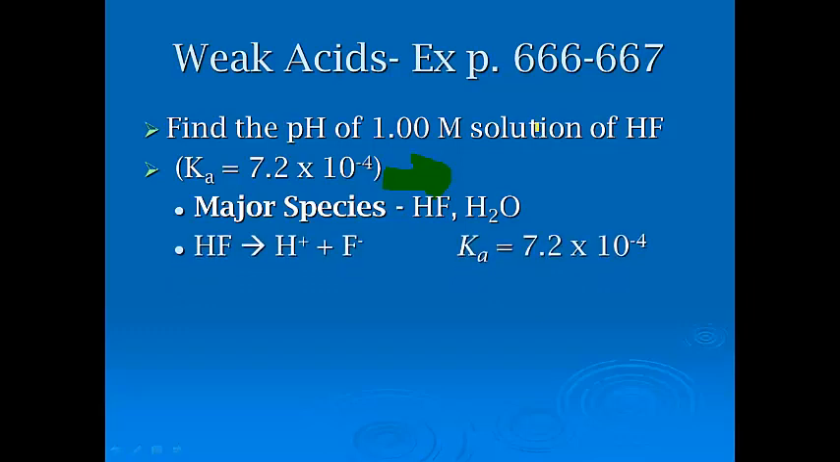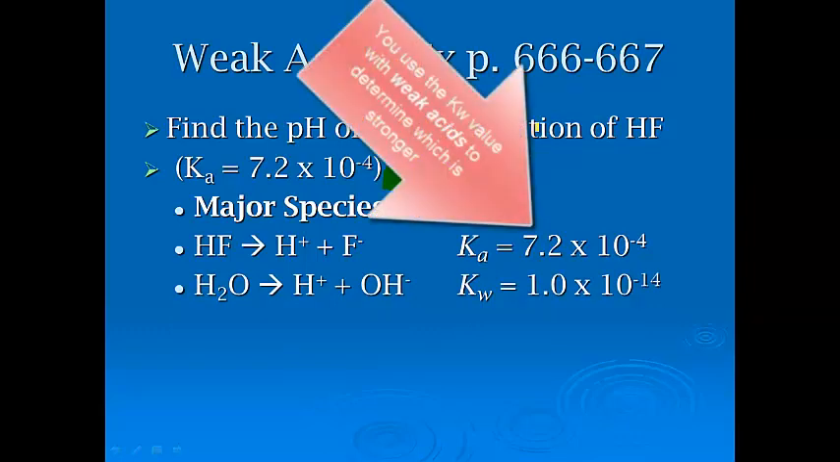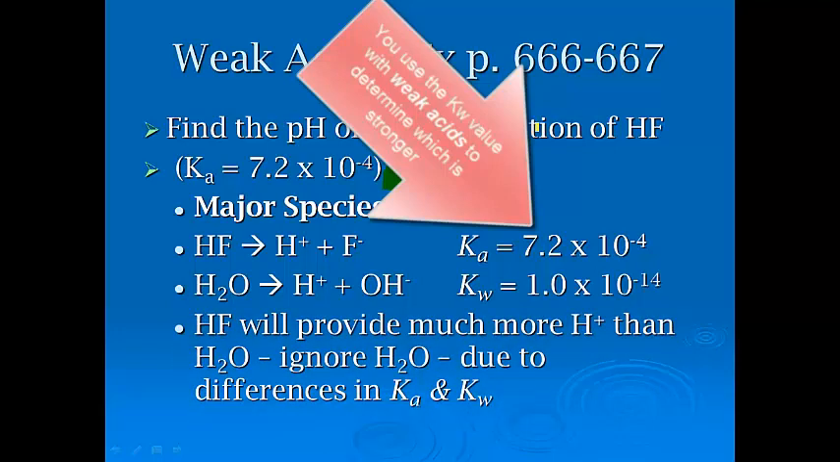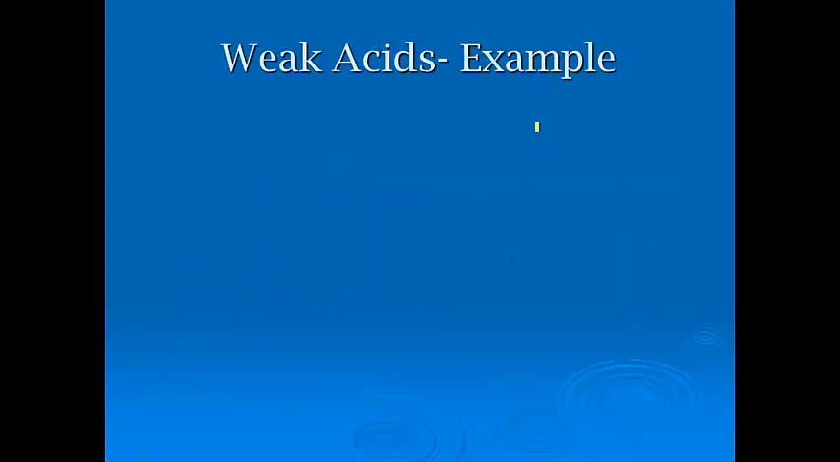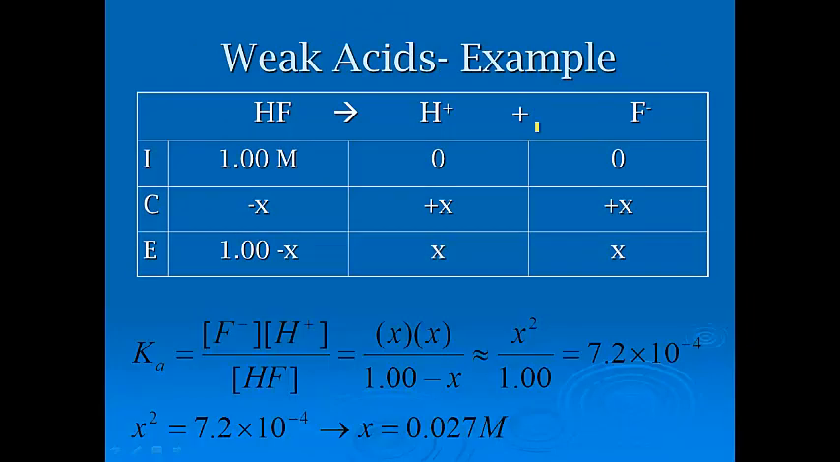Okay, so the major species are hydrofluoric acid and water. Now for hydrofluoric acid, Ka is 7.2 times 10 to the negative 4th, way more than the hydrogen ion contribution from Kw. So we compare the Ka and the Kw values. More importantly, the hydrogen ion concentration from water is 10 to the negative 7th. Now, we set up our ice table, and we've got to solve for x.